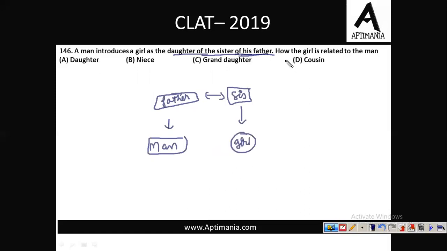Now the question is, how is the girl related to the man? They are cousins. So the correct answer is option D, that is cousin.